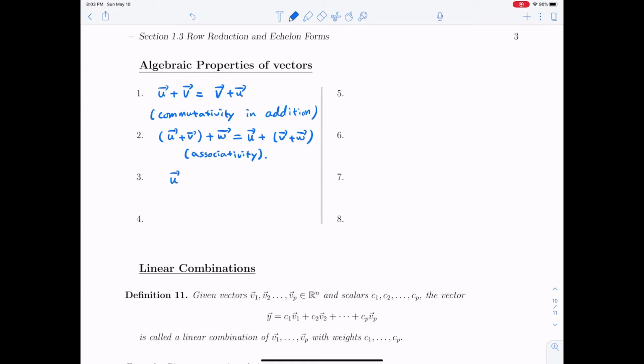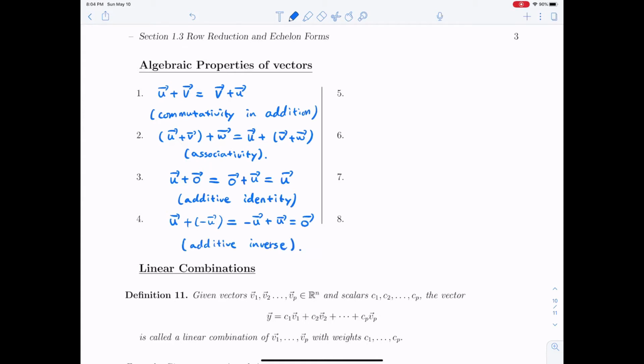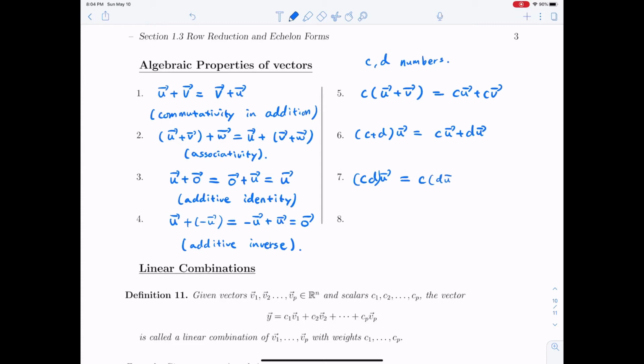And there is the zero vector, which is called the identity, that doesn't change the given vector if you add 0 to it. And there is the additive inverse that makes your vector equal to 0, which is negative u. Suppose that c and d are numbers. Then we can distribute scalars into vectors, which means c times u plus v is the same as cu plus cv. And also, if you have c plus d times u, then you can distribute the vector into the scalars. And c d times u is the same as c times du, which is associativity of scalar multiplication. And finally, we have an identity for scalar multiplication.